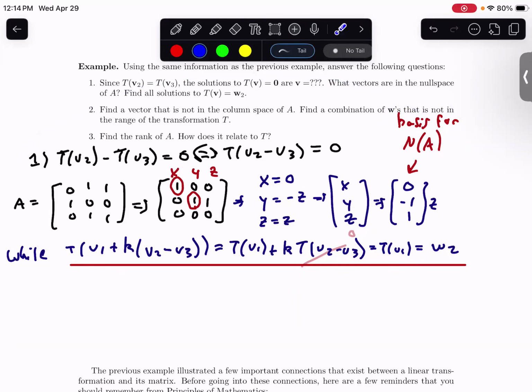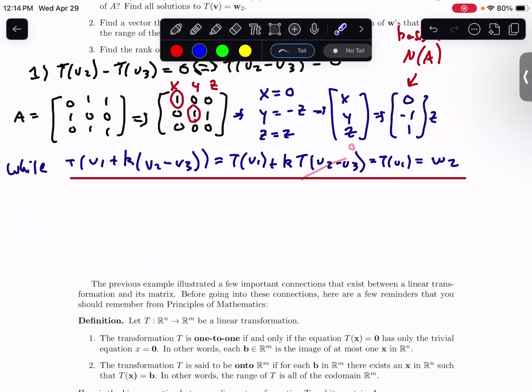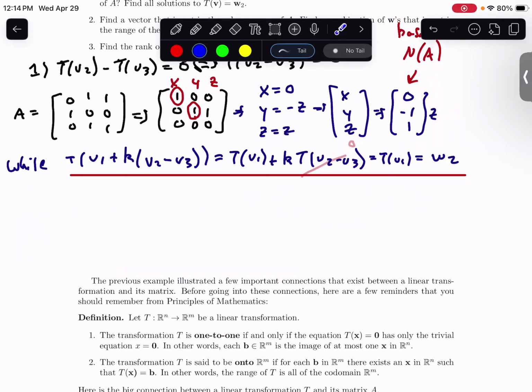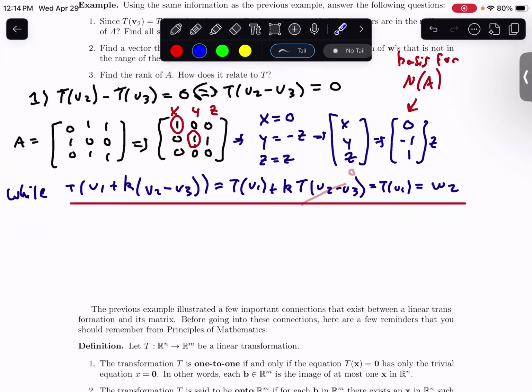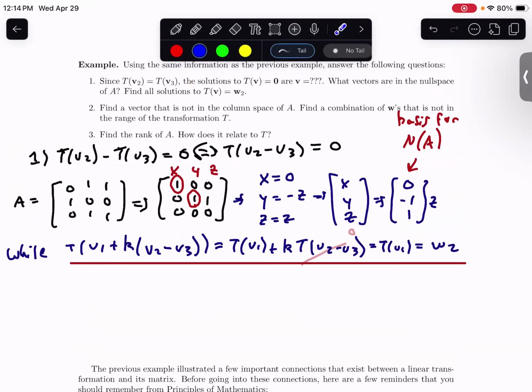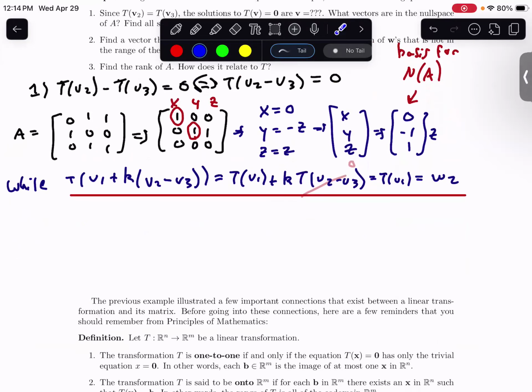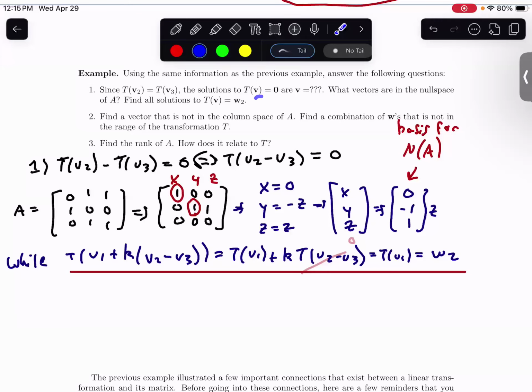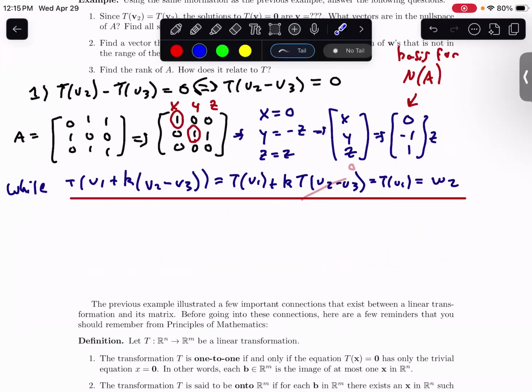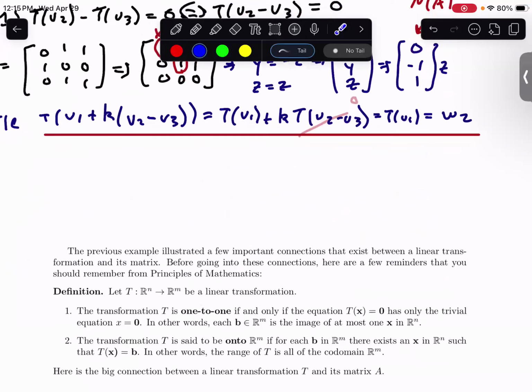Okay, and so if you remember Principles of Mathematics, there's this notion of a one-to-one map or an onto map. And so this question of whether or not we have a non-zero vector that ends up being sent to zero is really what it means to have something that's one-to-one. So if the only vector that's sent to zero is the zero vector itself, that means your function's one-to-one. That's what's written down here.